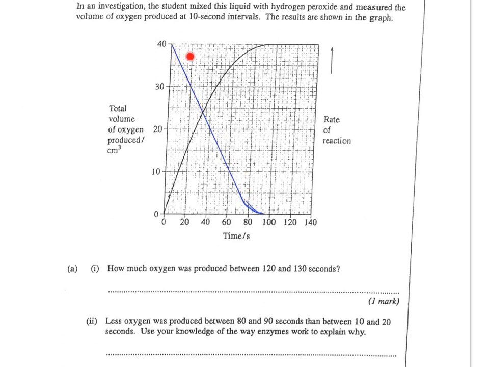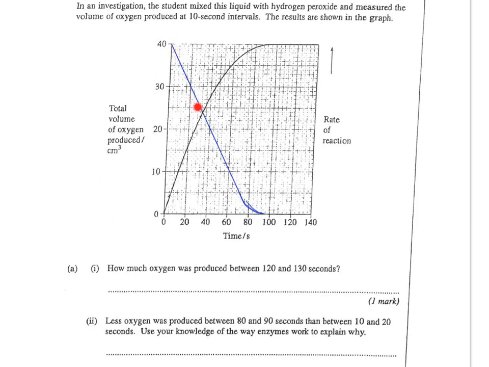The blue line here indicates the next question, where it's asking what will happen to the rate of reaction as time increases. So at the beginning, the steepest part of the curve here, which is when the rate of reaction is fastest, there's the highest concentration of substrate. That means you've got the highest rate of reaction, so using this scale here, the highest rate of reaction here.